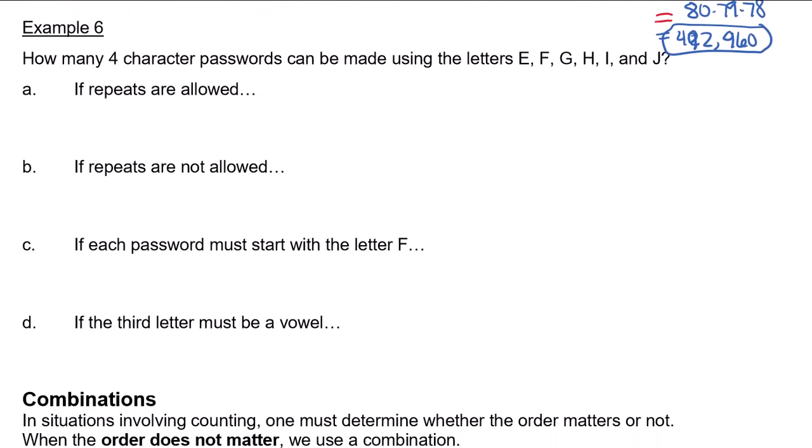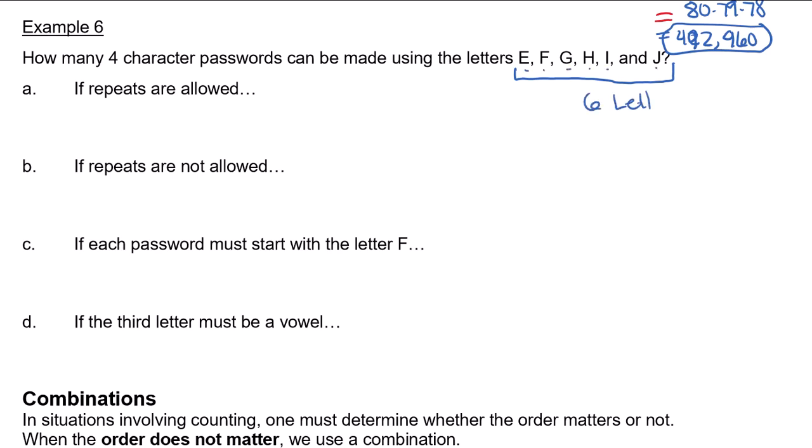All right, last example for our video here. How many 4-character passwords can be made using the letters E, F, G, H, I, and J? So we have these letters to pick from. How many letters is that? 1, 2, 3, 4, 5, 6. All right, we've got 6 letters to choose from.